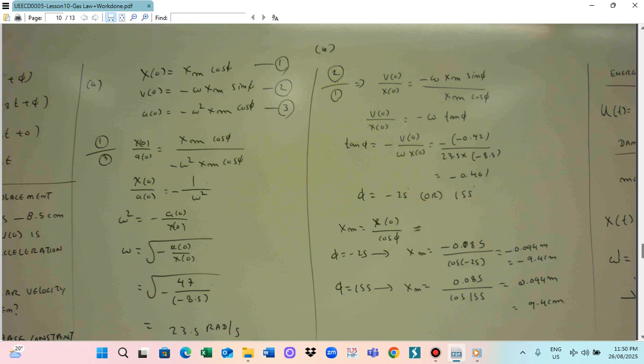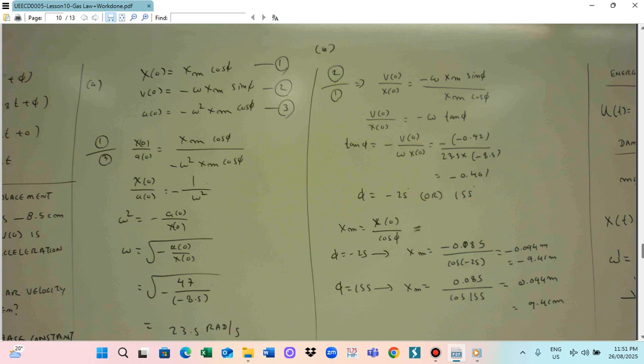So omega is 23.5, and x0 we calculated. So original x0 is equal to minus 8.5. So by solving this one, you got 0.461. So 0.461 we can calculate, and that is phi is equal to minus 25 degree or 155 degree.